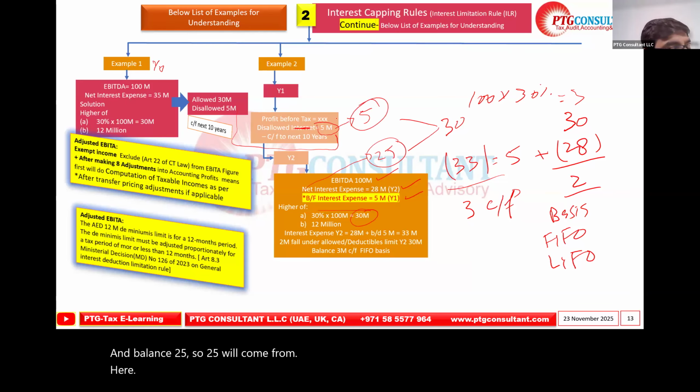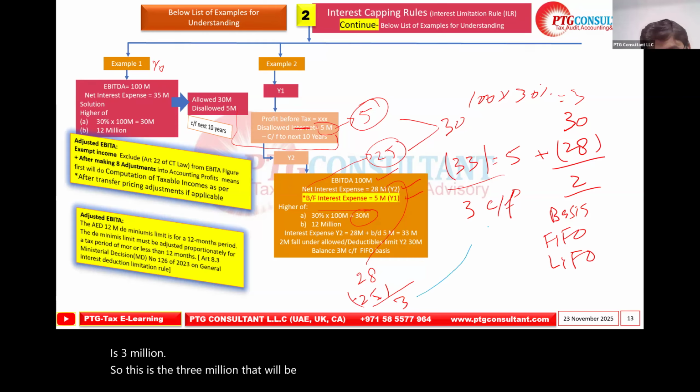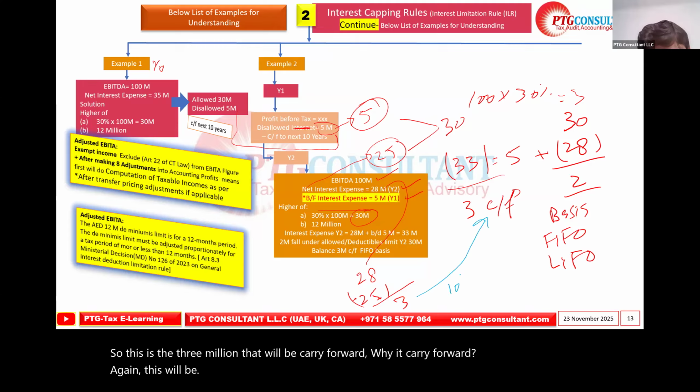3 million from 28 million. So 28 minus 25 is 3 million. So this is the 3 million that will be carried forward. Why does it carry forward? Again, this will be a 10 year period starting from this.